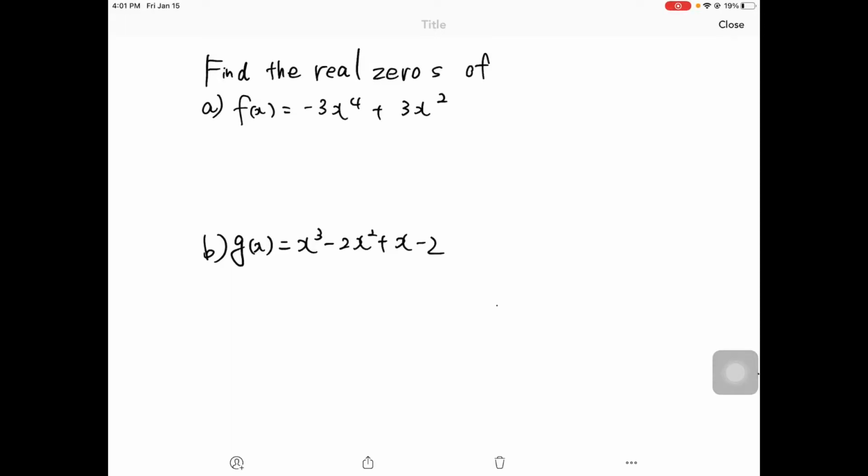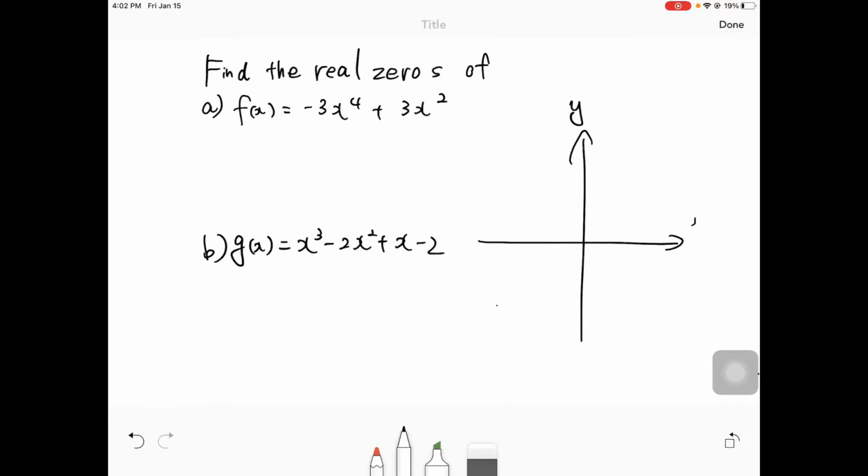Today, I'm here to explain about the question. Find the real zeros of number A, f of x equals negative 3x to the power 4 plus 3x squared, and number B, g of x equals x cubed minus 2x squared plus x minus 2. So, what do you have to do to solve this question?